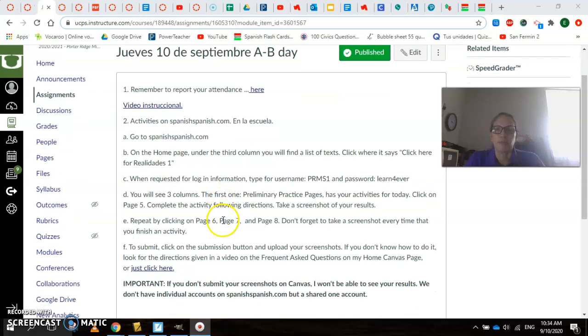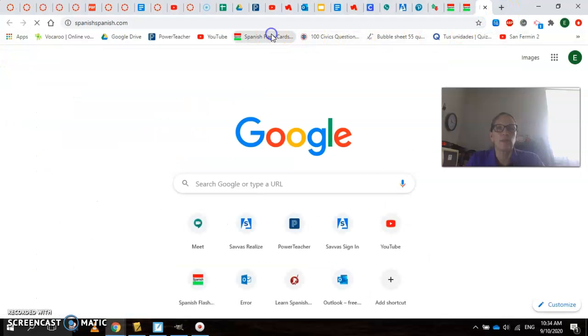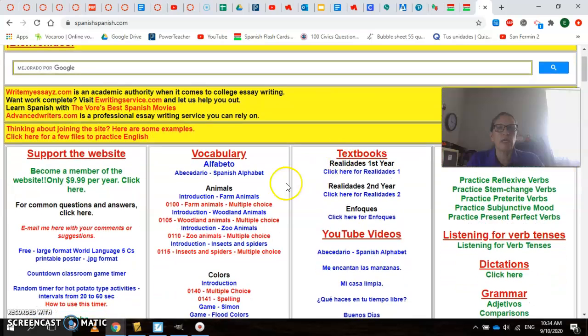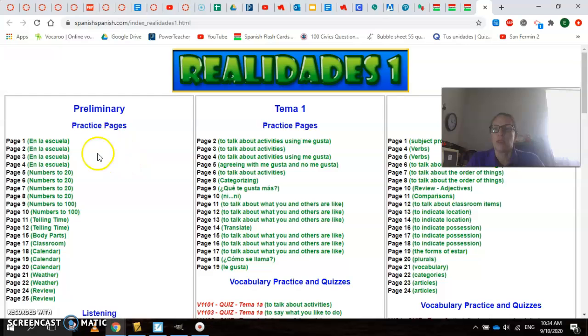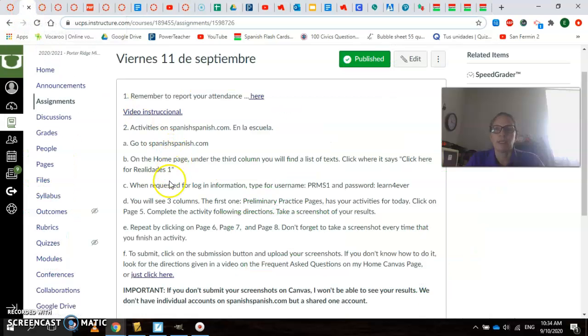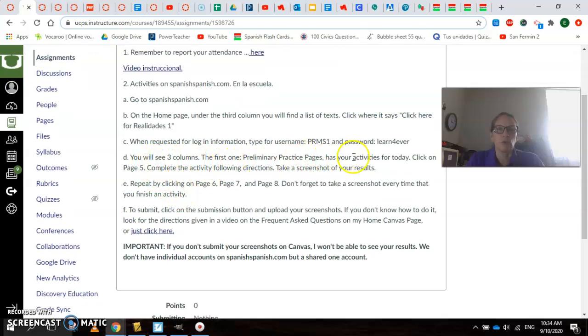And you're going to go to Spanish.com. We already did that, but we're going to do it again. There's a Spanish.com. Then you're going to go to the book for Realidades 1. And this time, last time you worked these activities, now you're going to work activities 5, 6, 7, and 8. So I put it here. How to find the column, how to find the activities, where to click first, and then 6, 7, 8.